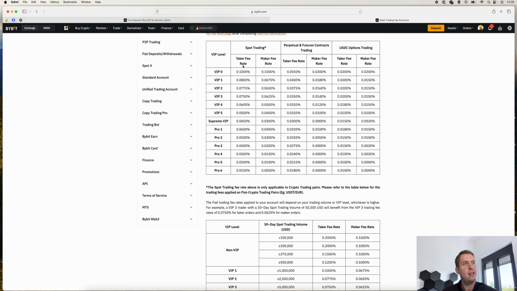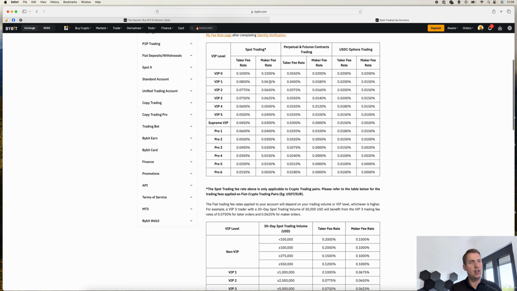And for spot trading, you can see there's a difference between taker fee and maker fee. It's the same for perpetual future contracts. Sure. And there's also a difference. And as you can see here, the maker fee is usually a bit cheaper than the taker fee. So what's that going to mean?